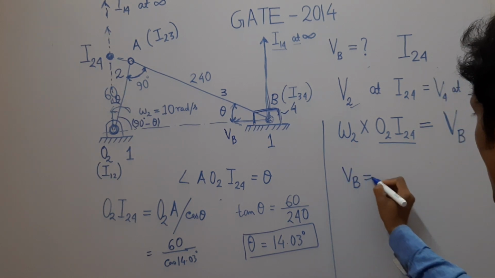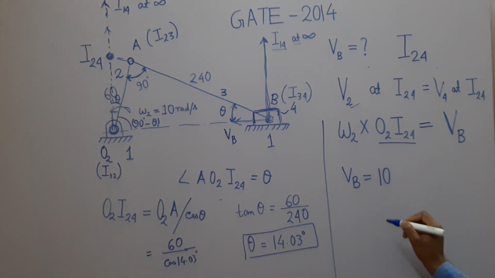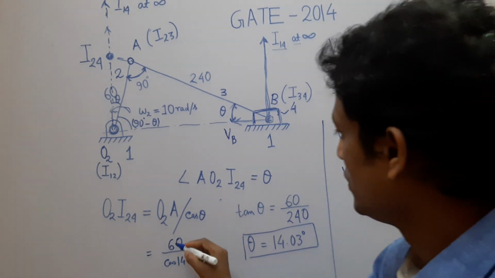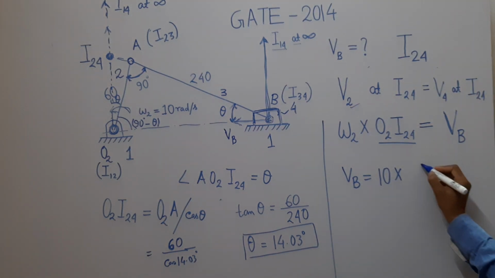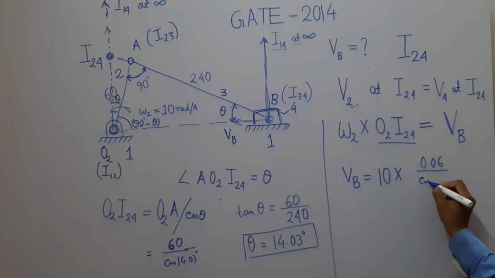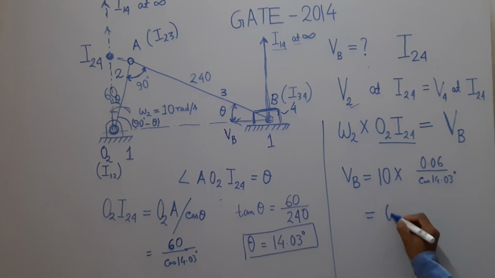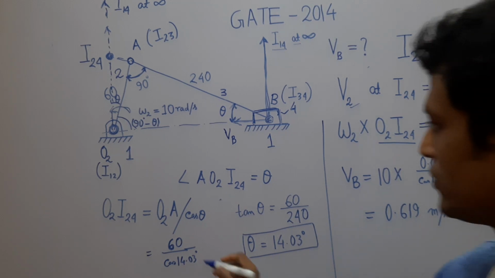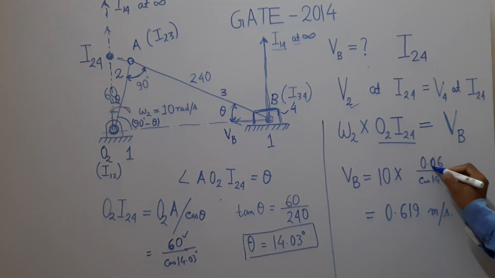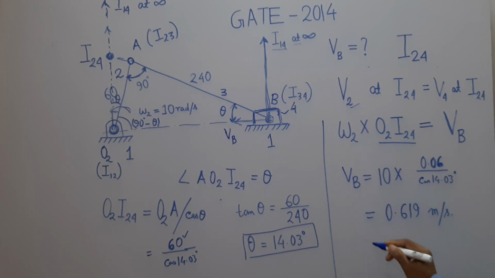VB is equal to what? Omega 2, that is 10, into 60, that is in millimeter. So if I convert it into meter, then it will come 0.06 divided by cos 14.03 degree. So it will become how much? Let us calculate it. It will come 0.619 meter per second. So this 60 was in millimeter, we have converted it into meter, that is 0.06. So this is the answer. This is the sliding velocity of the slider.